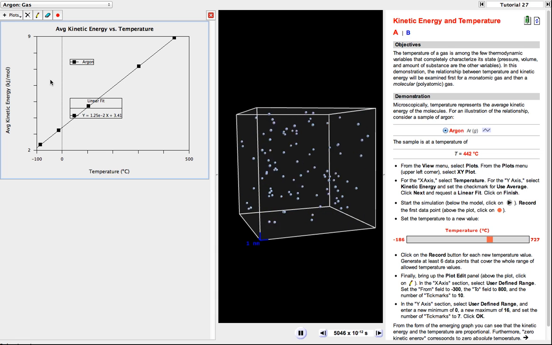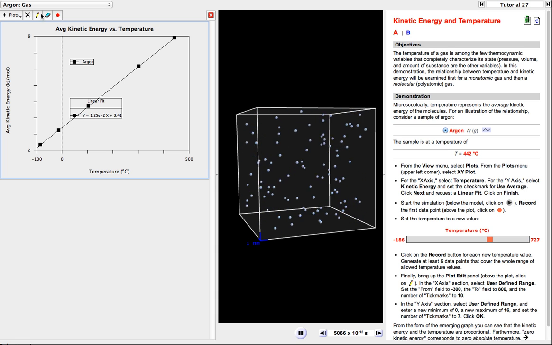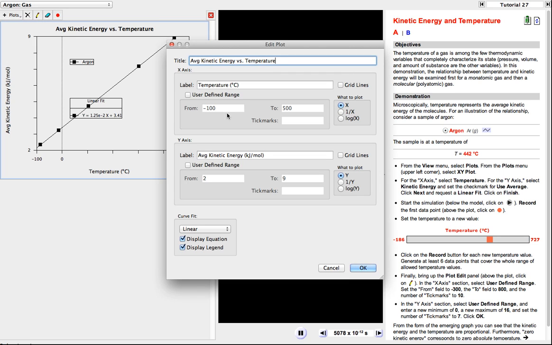So now what we want to do is adjust the graph. So in order to do that, we go here, and we're going to make the graph go from minus 300, and we will go up to 800, and we'll change the divisions to 10. And then down here we want to go from 0, we'll go up to 16, and we will make this 7. Alright, so then we'll take a look.